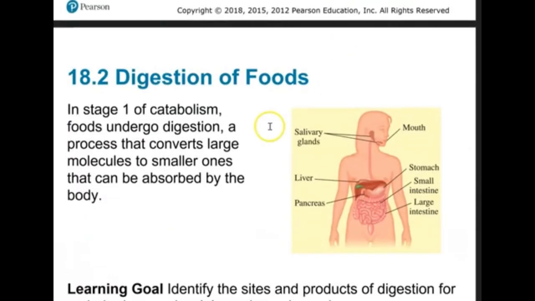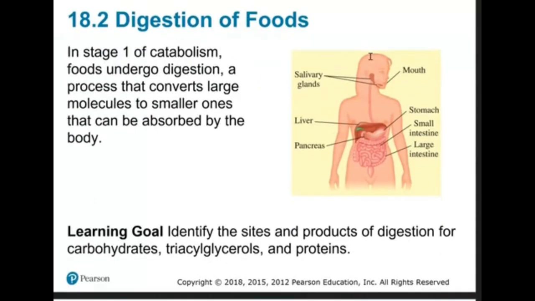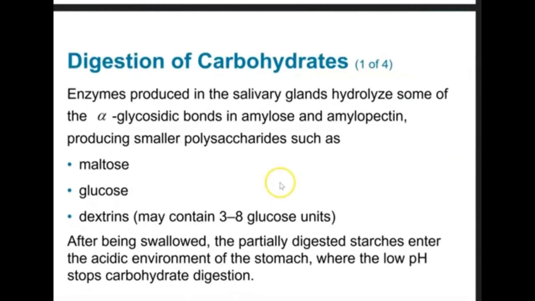So first, let's talk about digestion. So breakdown of large molecules to smaller ones. So first is the breakdown of carbohydrates. So carbohydrates are digested in two locations, in your mouth and in your small intestine. In your mouth, saliva contains the enzyme called salivary amylase.